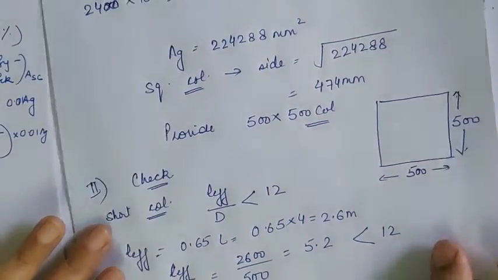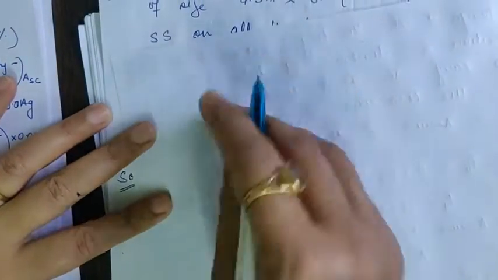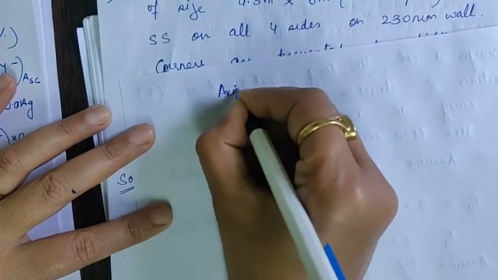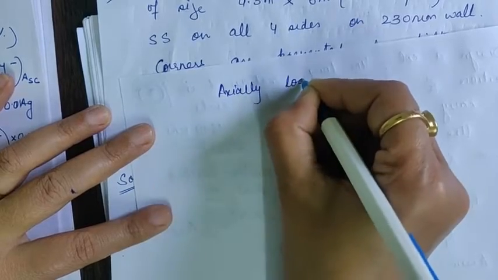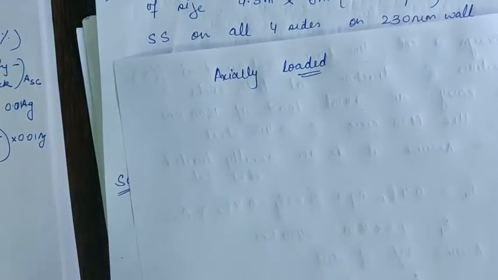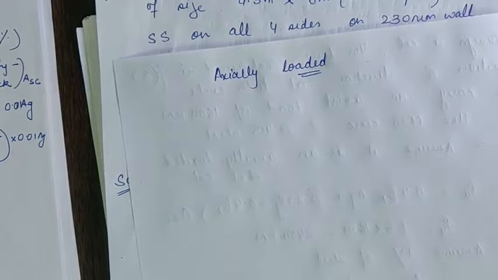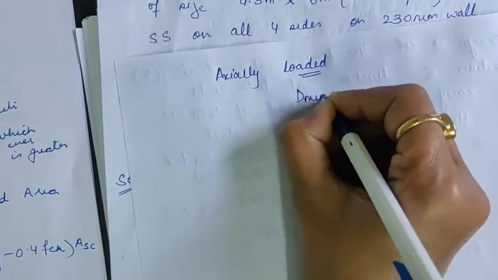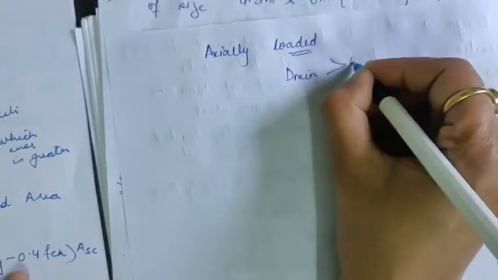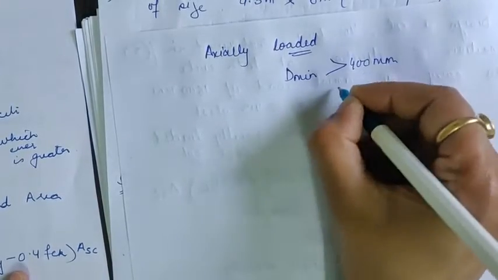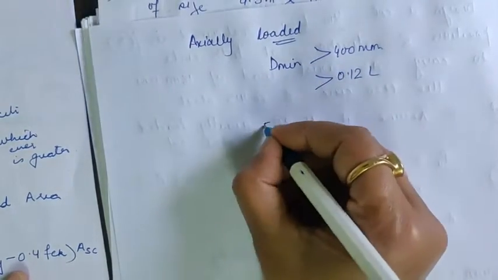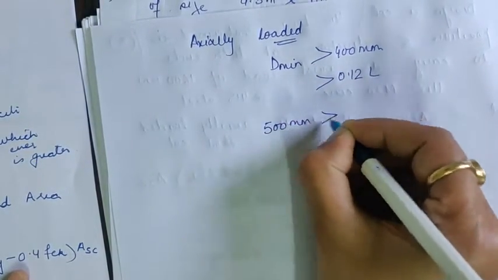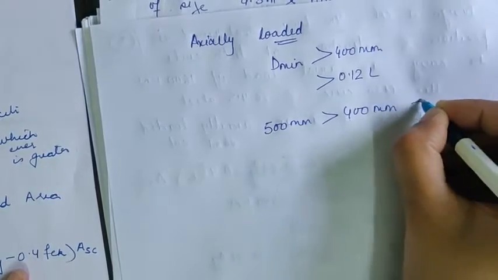Okay. Second check is whether it is an axially loaded column. For meeting this criteria, the value of D minimum has to be greater than 400 millimeters and has to be greater than 0.12 L. Now D minimum we have provided is 500 millimeters. It is greater than 400 millimeters. So this is okay.